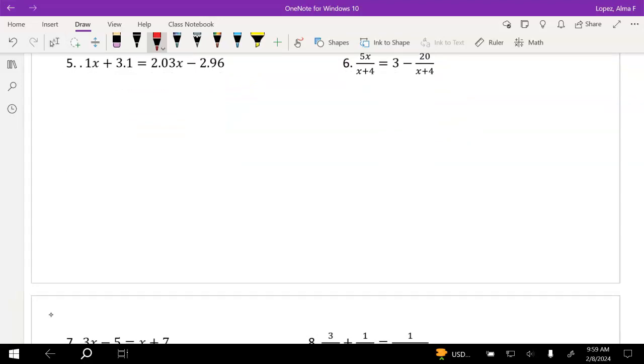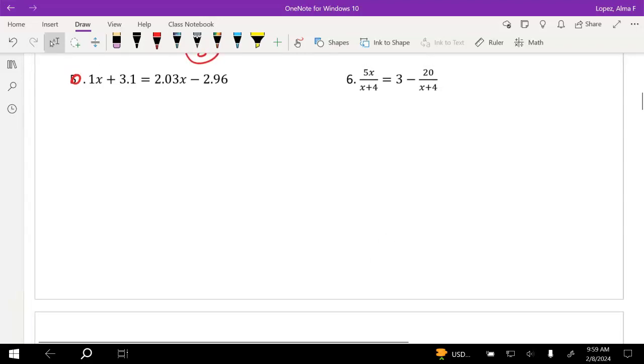I believe that should have a 0.1 on your copy. If not, let's make it a 0.1x so that you don't think it's a 5.1. All right, on this one, even though they're decimals, we're going to do it exactly the same way. I'm going to start by getting all of my x's on the left-hand side and all my constants on the right.